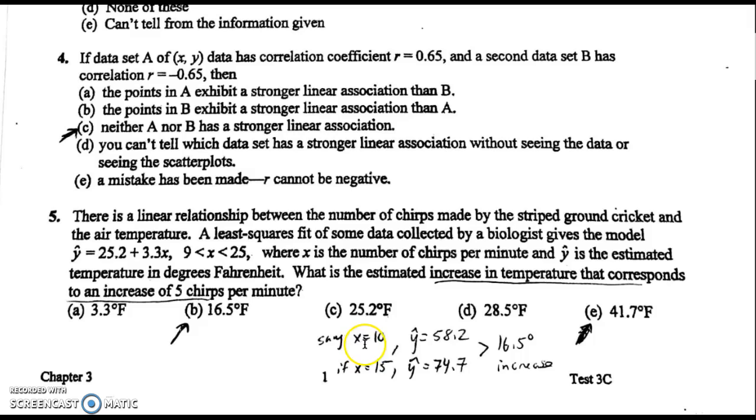So what I did is I took 10 and I plugged 10 in here, and I got that the temperature would be 58.2 degrees. And then I tried 15 and I got a temperature of 74.7, and I found the difference. The difference between there is 16.5 degrees. That's the estimated increase in temperature when you increase the chirps by 5 per minute. So B, 16.5 degrees.